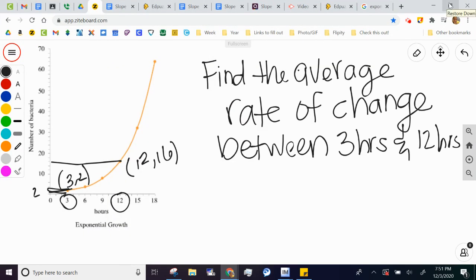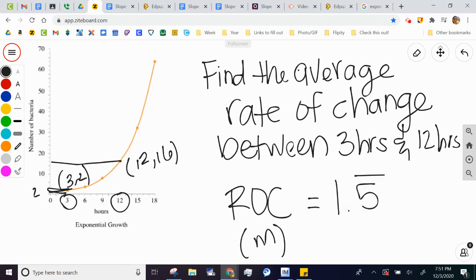So my rate of change here, that's just my m value, we said was 1.5 repeated. It's important to note that I had to use the 3 hours and the 12 hours. Those are the points that I had to use in order to find the average rate of change.